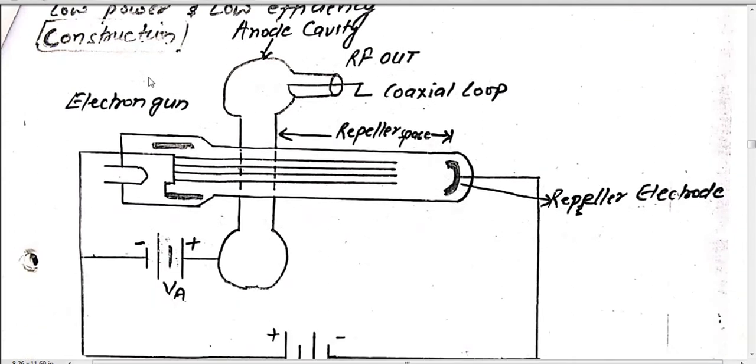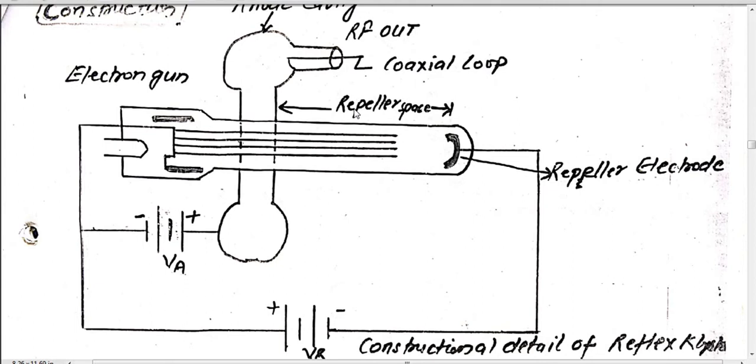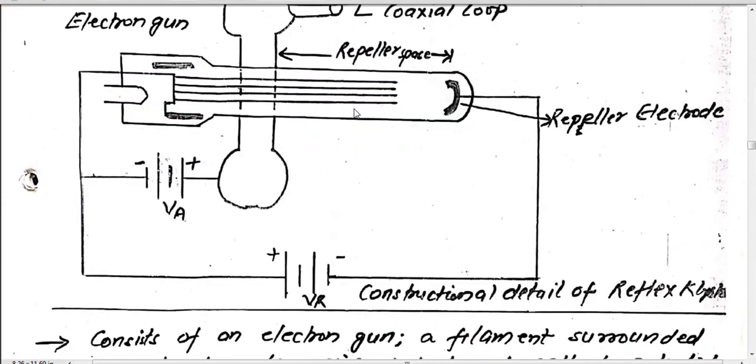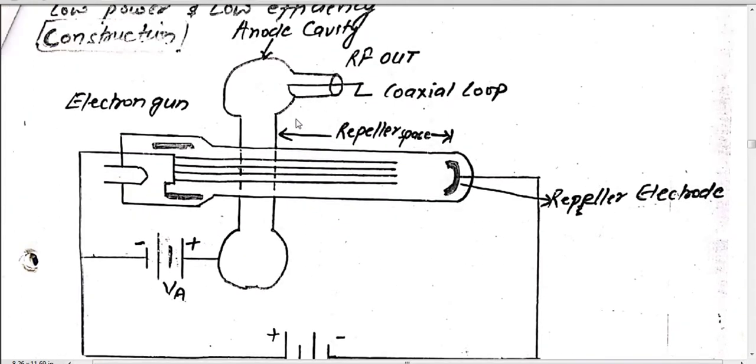Now this diagram shows you the construction view of this reflex klystron. Here this reflex klystron consists of an electron gun. This is the electron gun assembly, a filament surrounded by cathode, and a focusing electrode at cathode potential, as we can see in this figure.